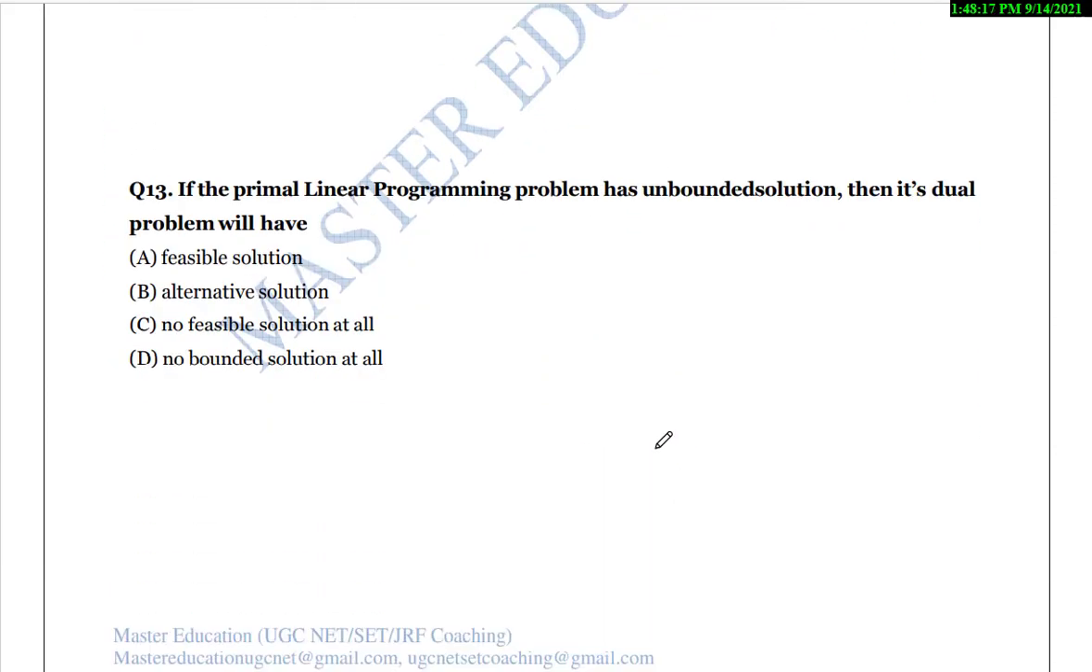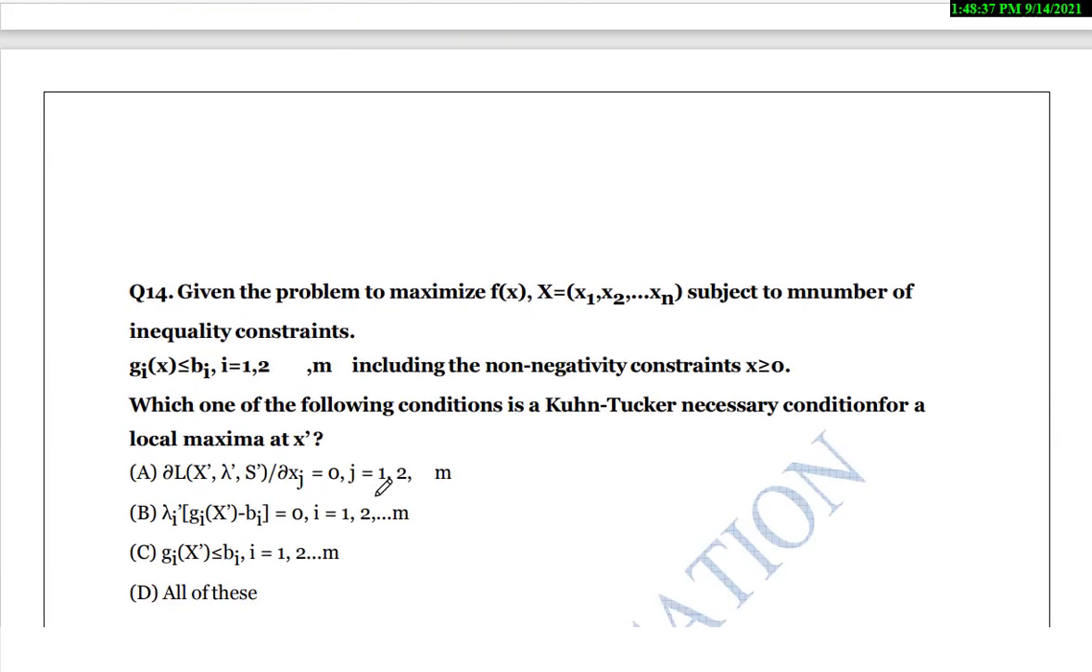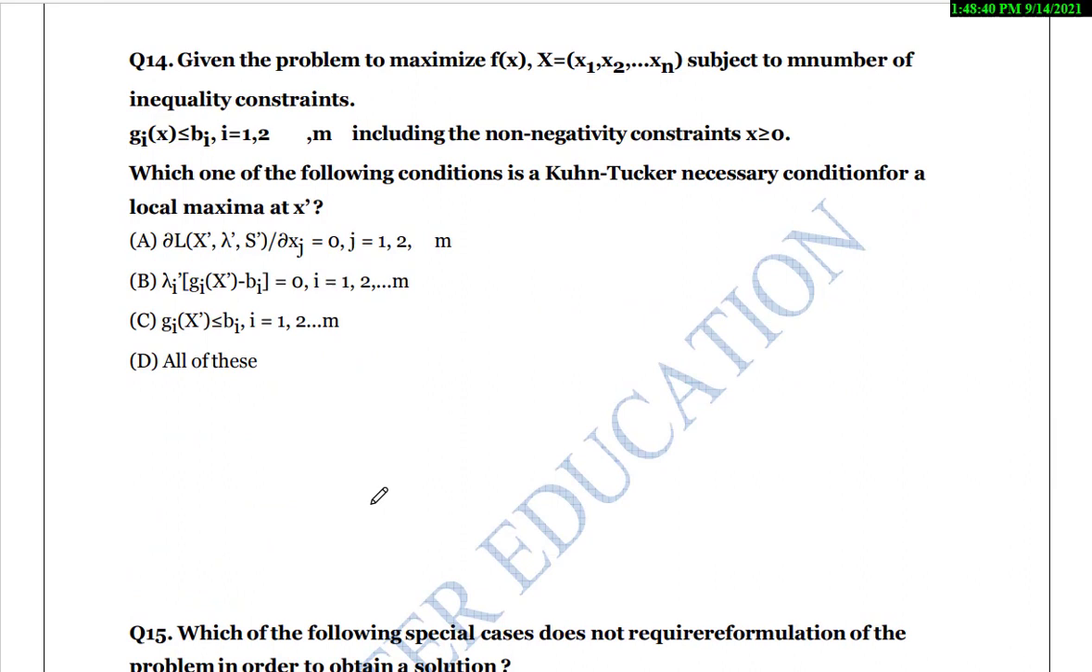The next question: if the primal linear programming problem has an unbounded solution, then its dual problem will have no feasible solution at all. If it is an unbounded solution, then we cannot have a feasible solution for the dual. So option C, no feasible solution, is the answer. I am not aware of this necessary condition, so all of the above is the answer.